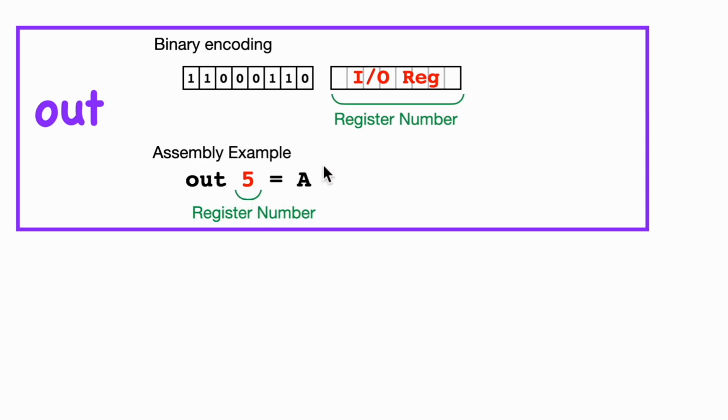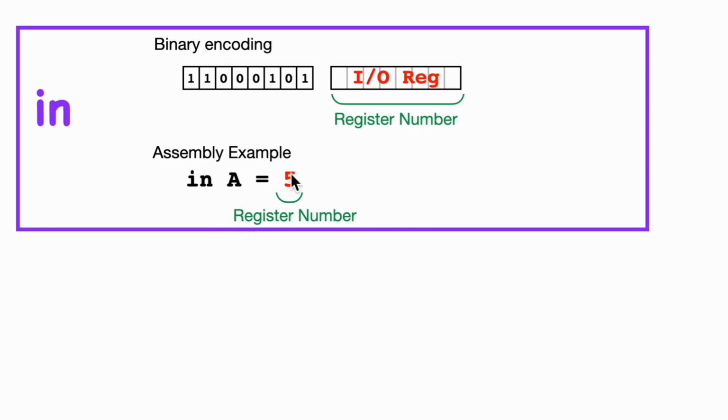So here's an example showing how we would write it in assembly language. Here we are sending to I/O register number 5 the value that's currently in the A register. And here's an example showing how we can read from an I/O register. In this case, again, it's register number 5, and we're moving a byte from the I/O register into the A register. So again, all I/O is done by either writing to one of these I/O registers with the out instruction or reading from an I/O register with the in instruction.